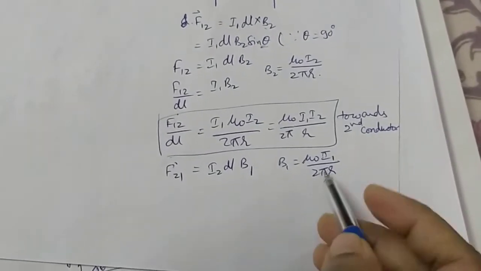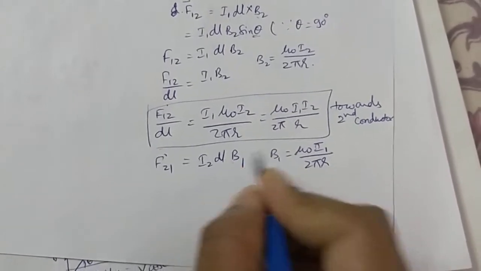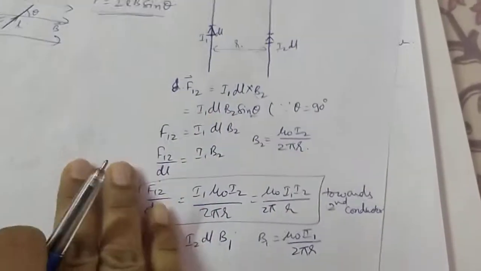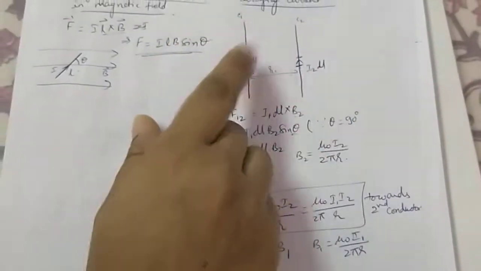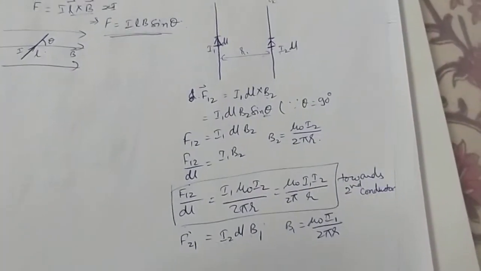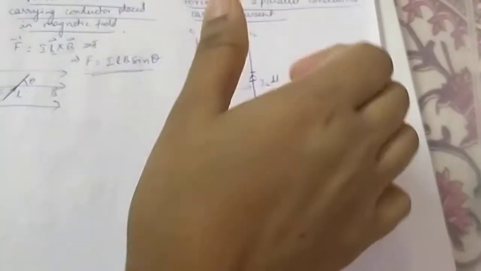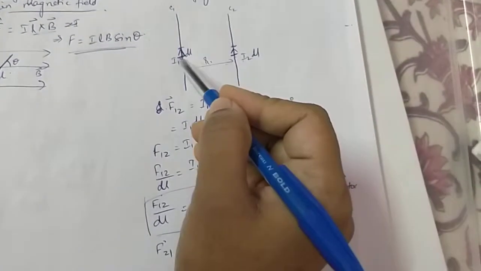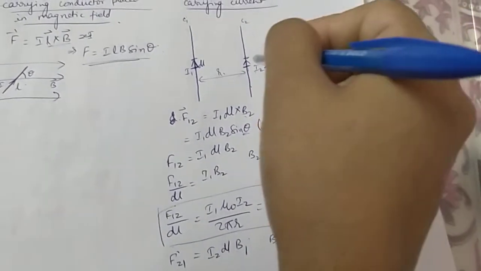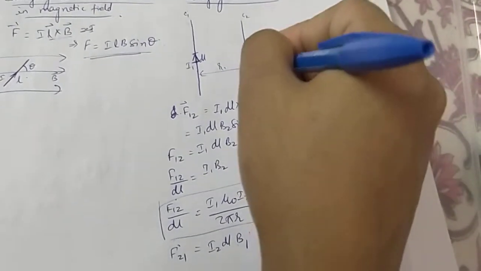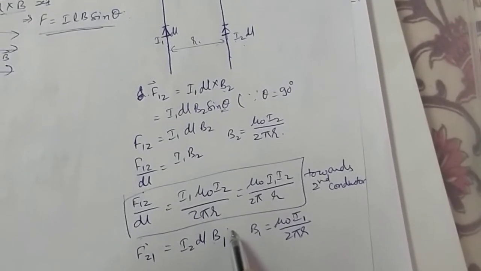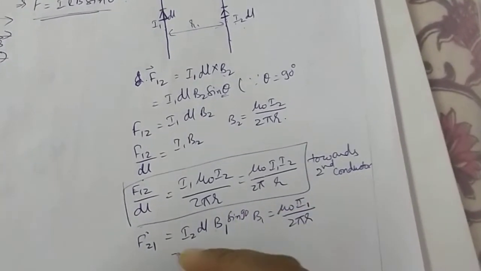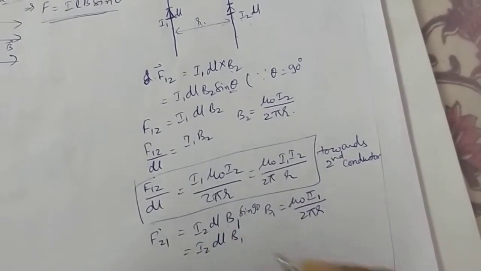This is I1. When we substitute that, why have I not written sin theta here? Because again you see I2dl is in the upward direction. What is the direction of B1? B1 is the magnetic field at this point due to this current. According to the right hand screw rule, with this being the direction of the current, the curl of my right hand fingers is pointing downward. So here it was upward, but here the magnetic field is in the downward direction. So again the angle between I2dl and the magnetic field will be 90 degrees, and sin 90 is 1, so I have not written it here. Otherwise you write just sin 90. So I2dl B1, this is F21.